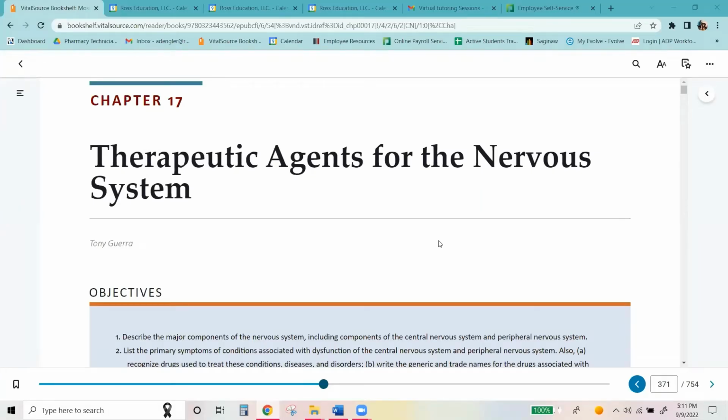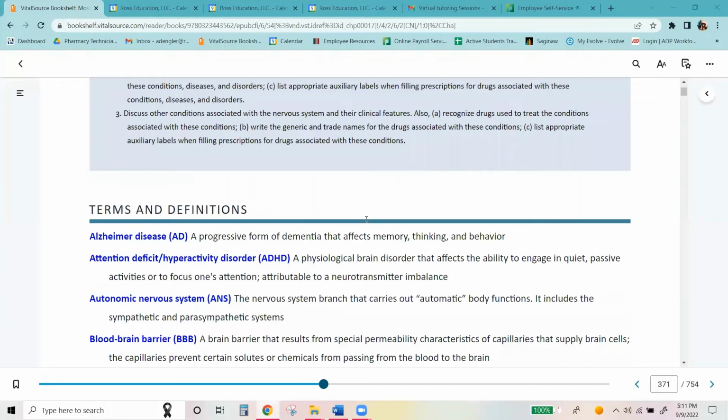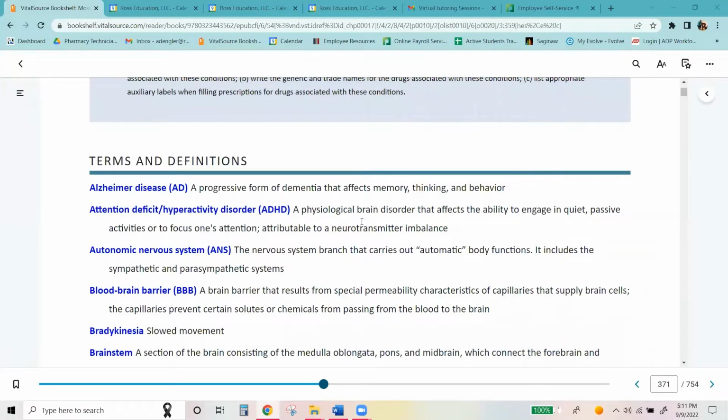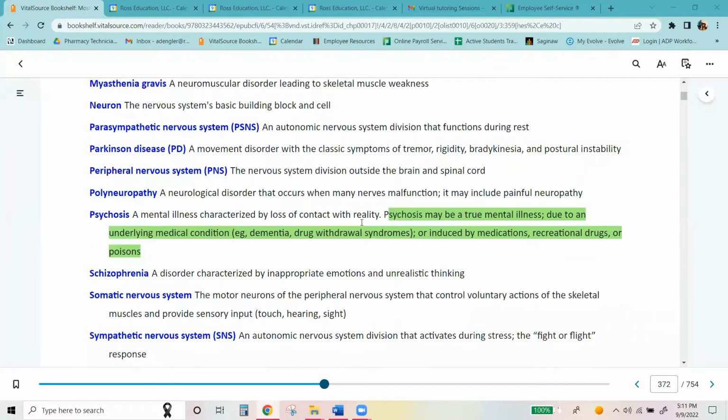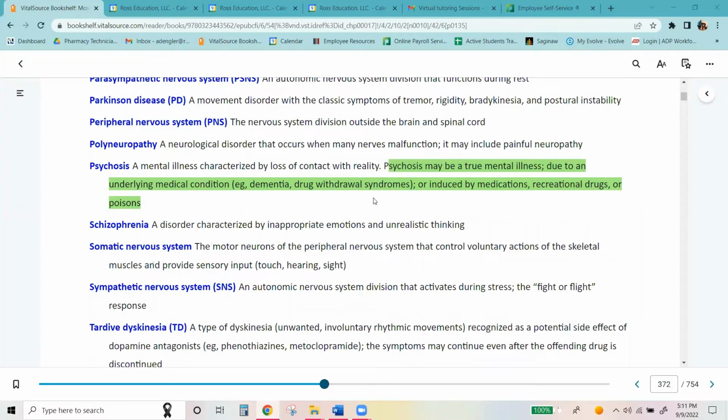Chapter 17, Therapeutic Agents for the Nervous System. We will go over these terms and definitions throughout the chapter. I do have psychosis highlighted, so let's go over that really quick.